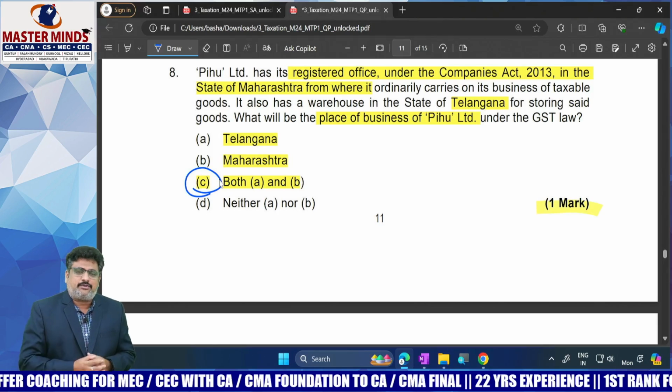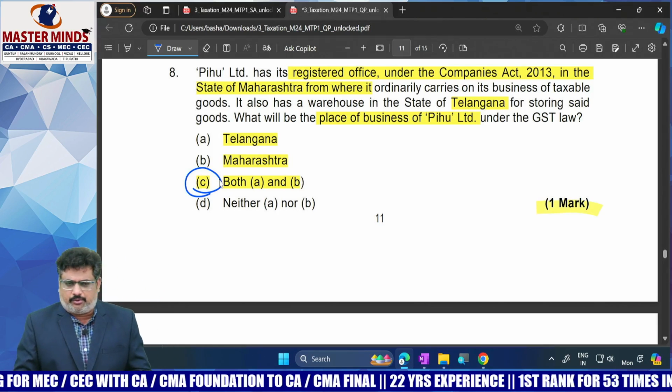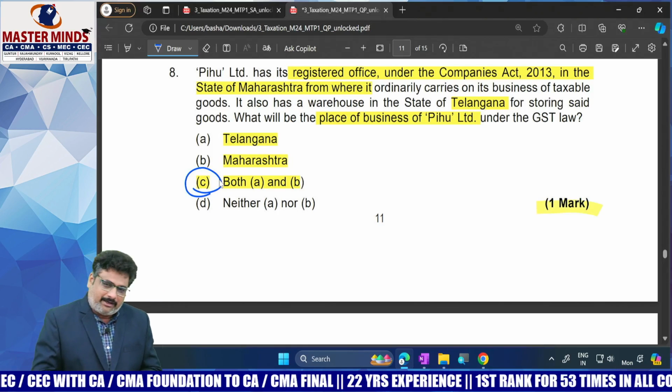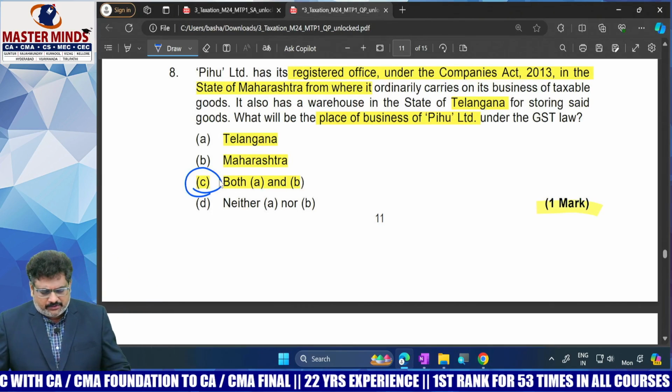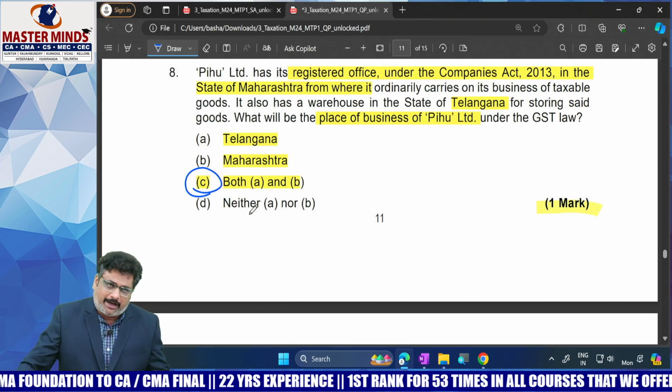So, 1 mark. So, definitely you are able to get very good marks in MCQs if at all you are having the conceptual clarity. Okay. This is the way how the MCQs shall be read, understood and written in the exam.